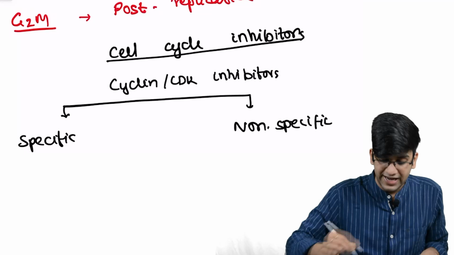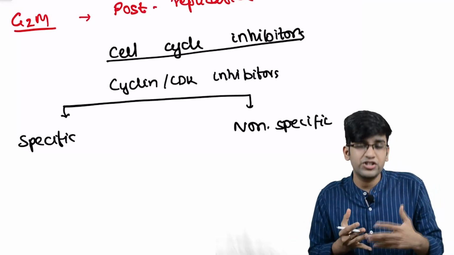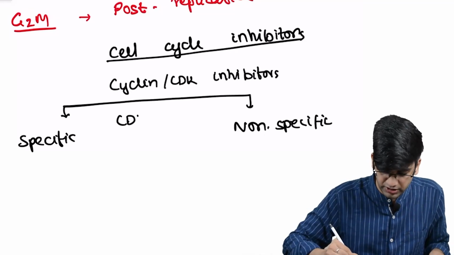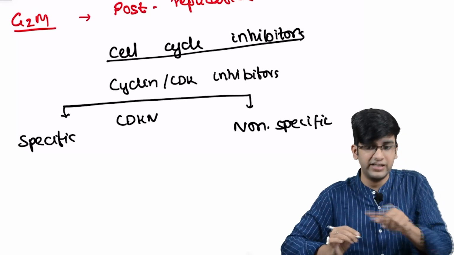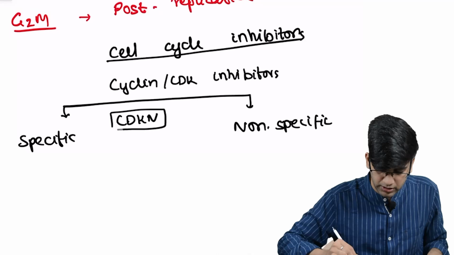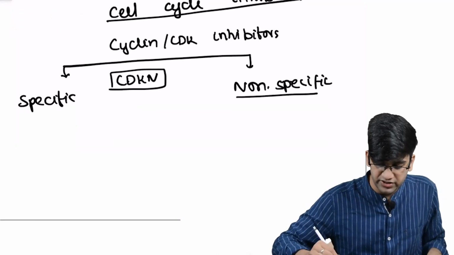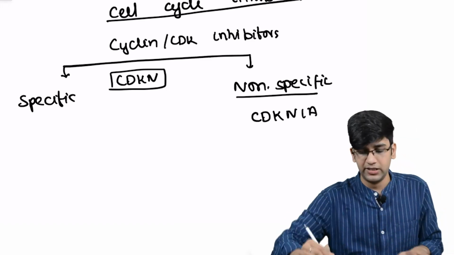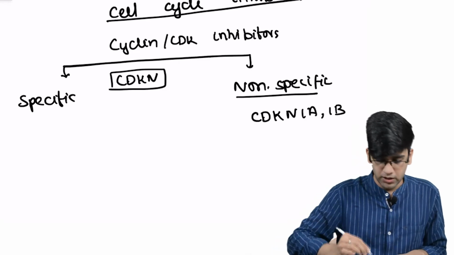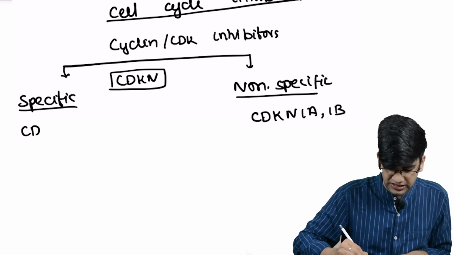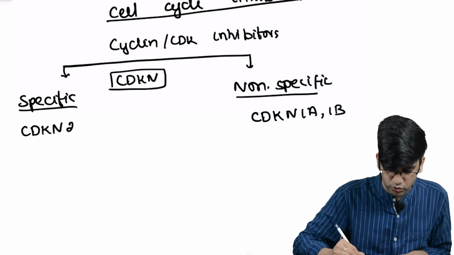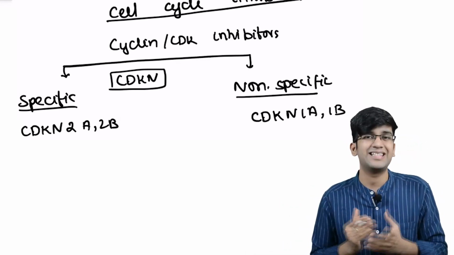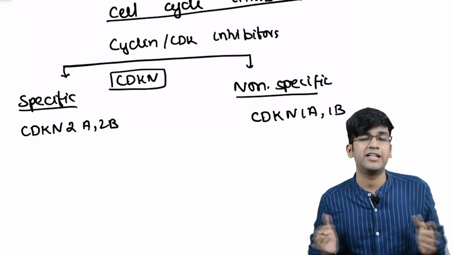So here, the reason I brought in this name is we are going to call them the CDKN family, cyclin dependent kinase inhibitor, right? CDKN. So the non-specific inhibitors are called the CDKN 1A family, 1B family, 1C, and so on. The specific cell cycle inhibitors are called CDKN 2A, 2B, 2C, 2D, and so on, right? So we have cell cycle inhibitors. They are cyclin dependent kinase inhibitors.